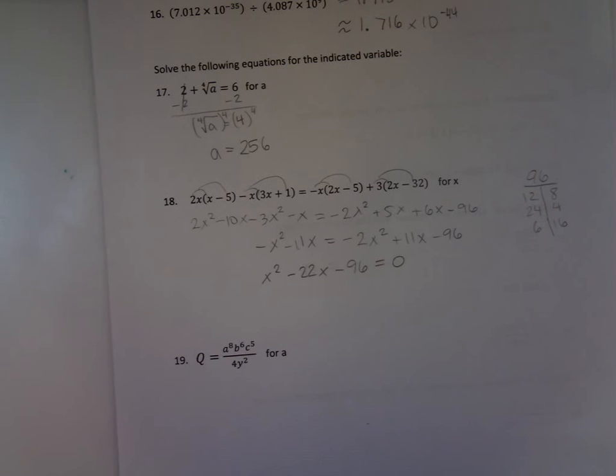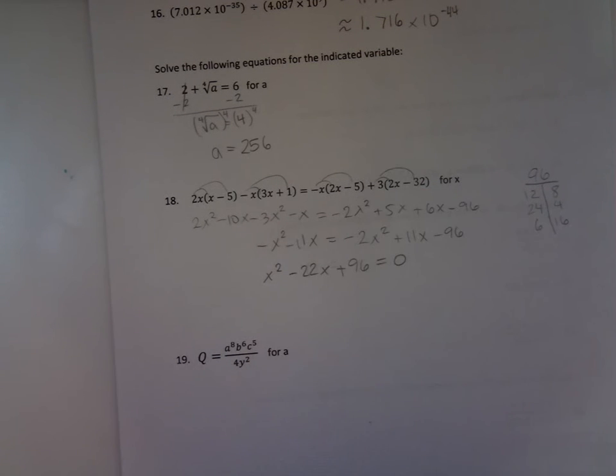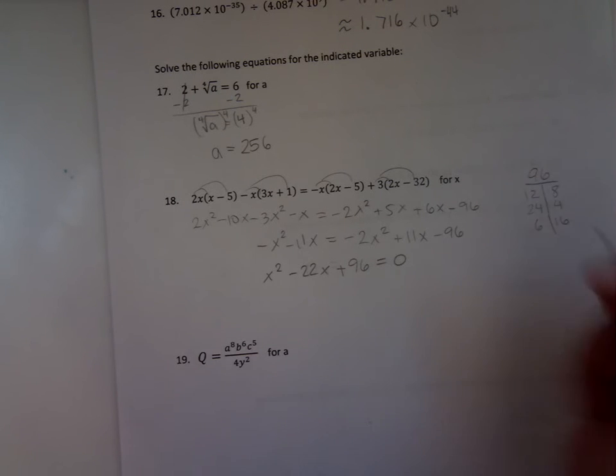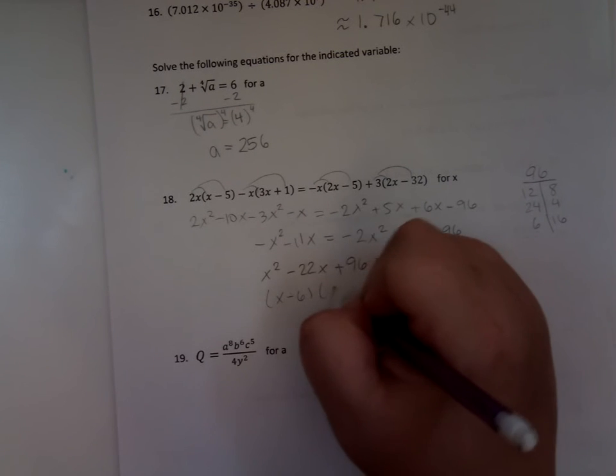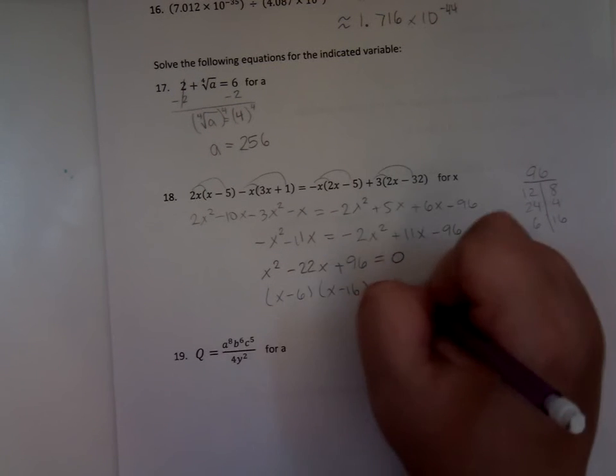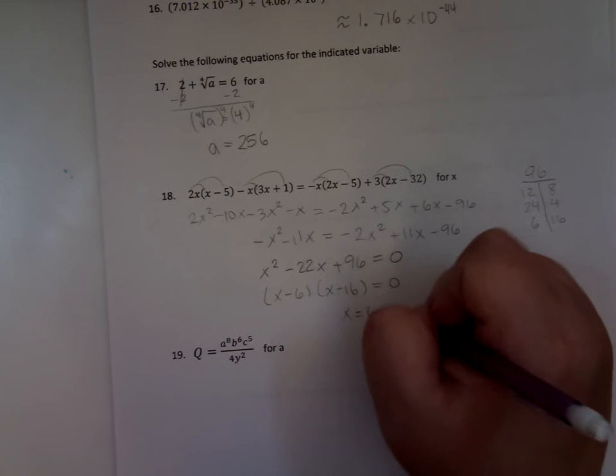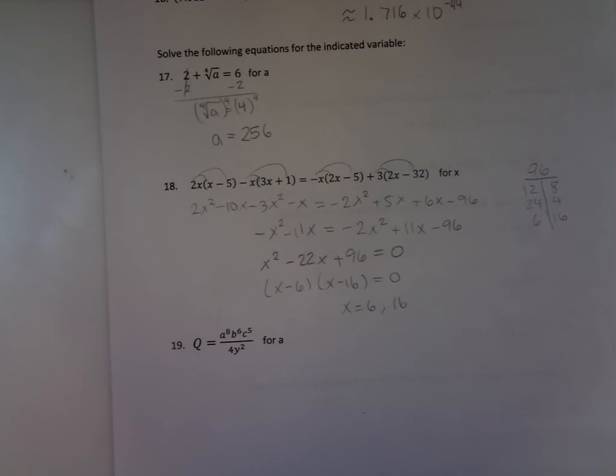Oh no, this is a plus 96. Hey, there we go. I knew I constructed this to work out nicely. All right, so it's going to be negative 16 and negative 6. x minus 6, x minus 16. So 6 and 16 are zeros.